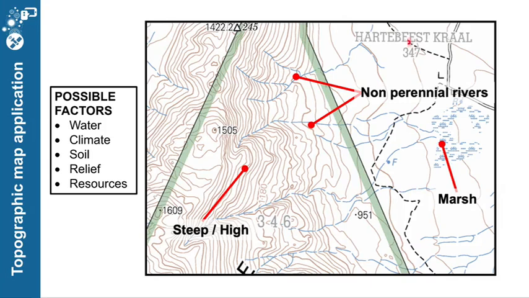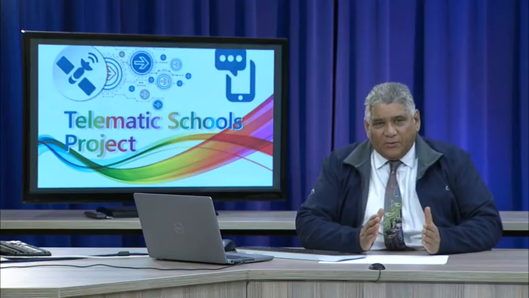Immediately you would see, have a look at this non-perennial river. In other words, there's not a permanent source of water. That's where you don't get settlements or human activity. There's a marsh. Nobody can live there. Look at this, here we've got a mountain. The mountain is not only high, but look at the contours close to each other. That means it's steep. Now, grade 10, I hope you saw what I was doing.